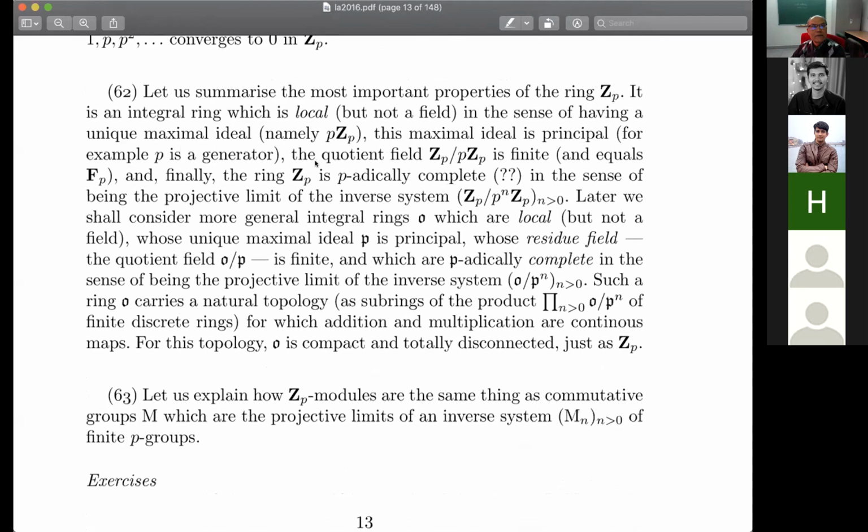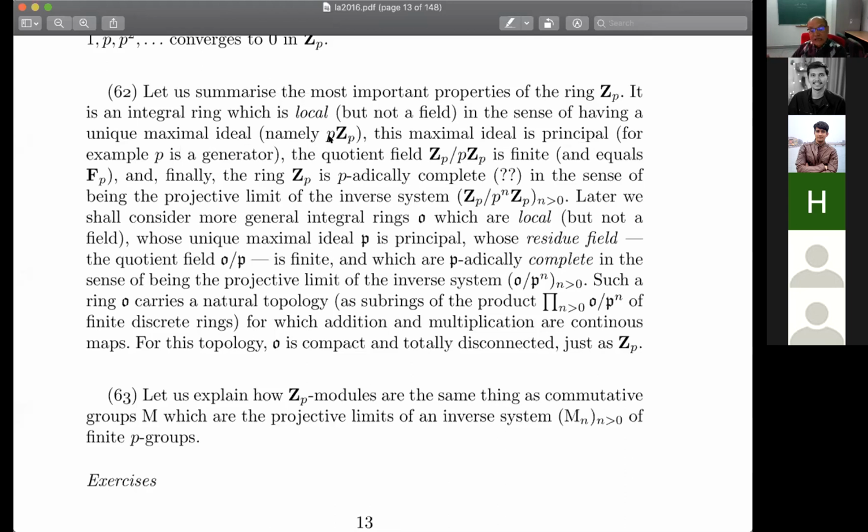It is defined, anyway, as this projective limit. It is an integral ring in the sense that the product of any two non-zero elements is non-zero. It is local, but not a field. It's not a field because p is not invertible in Zp. It's local in the sense of having a unique maximal ideal, and that maximal ideal is p(Zp).